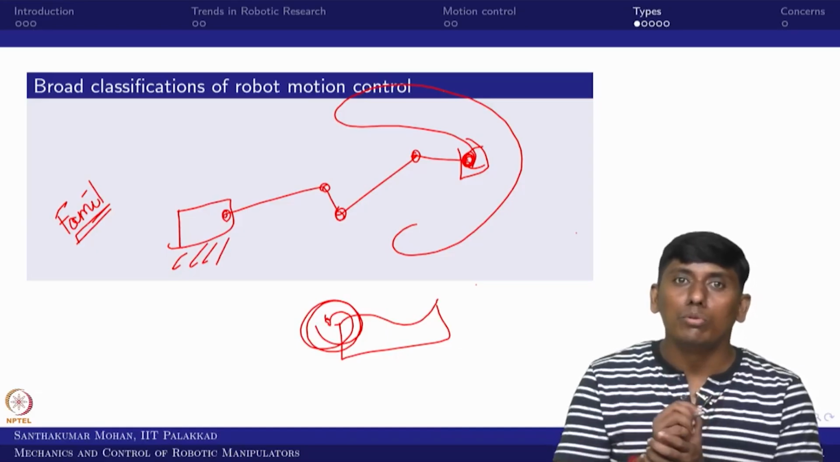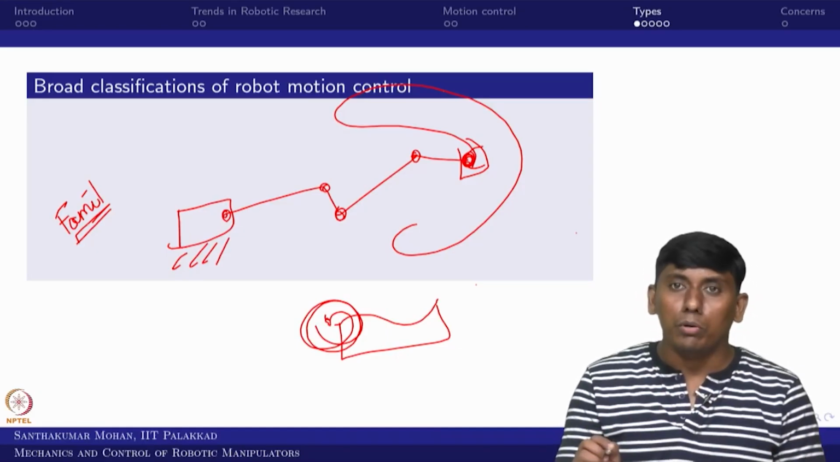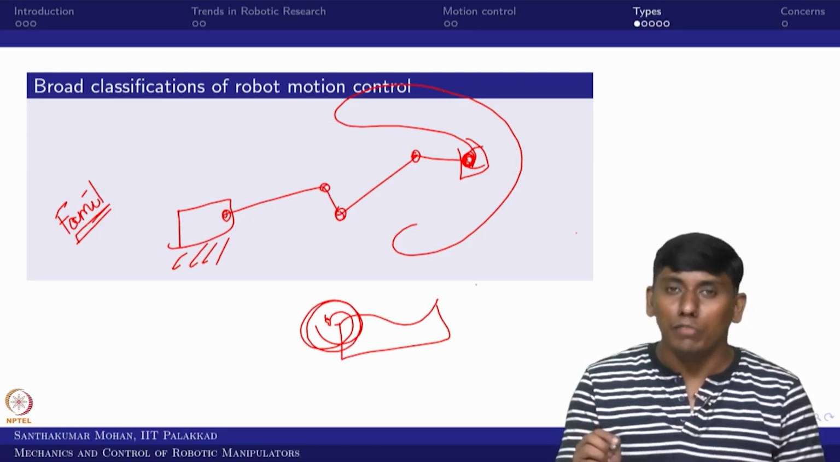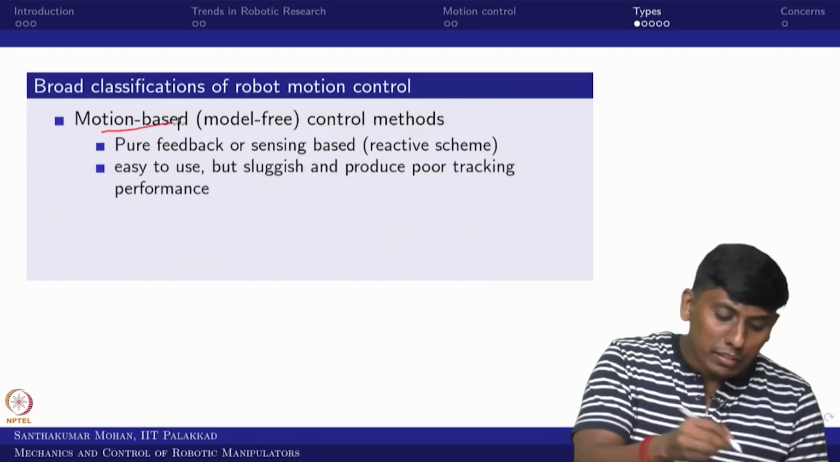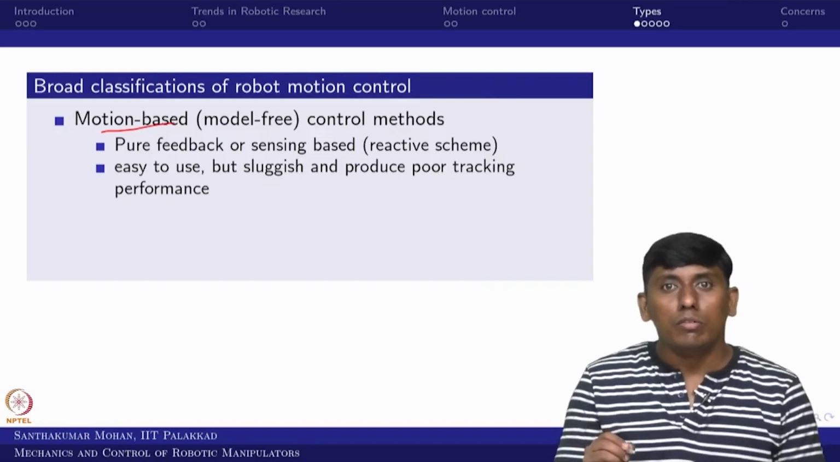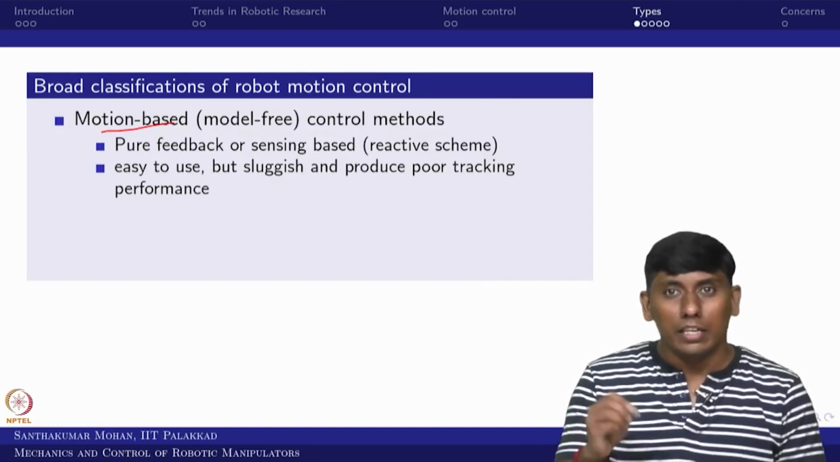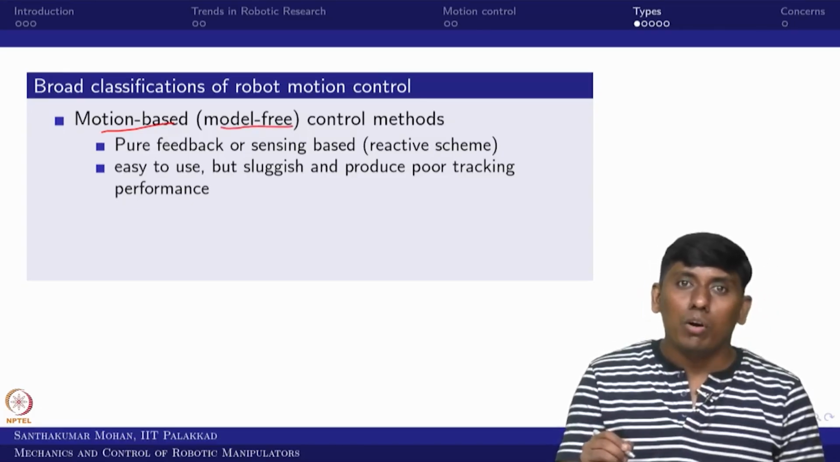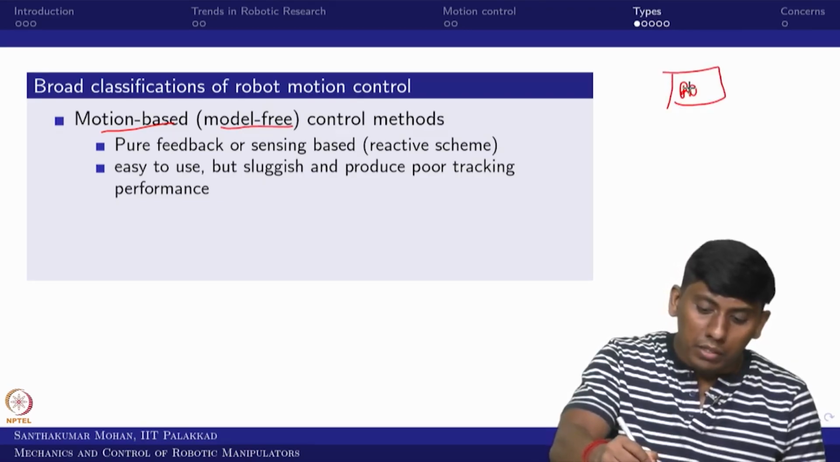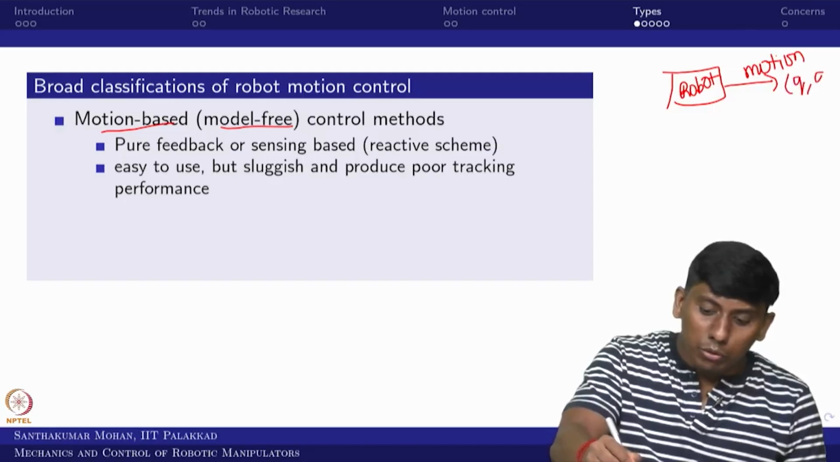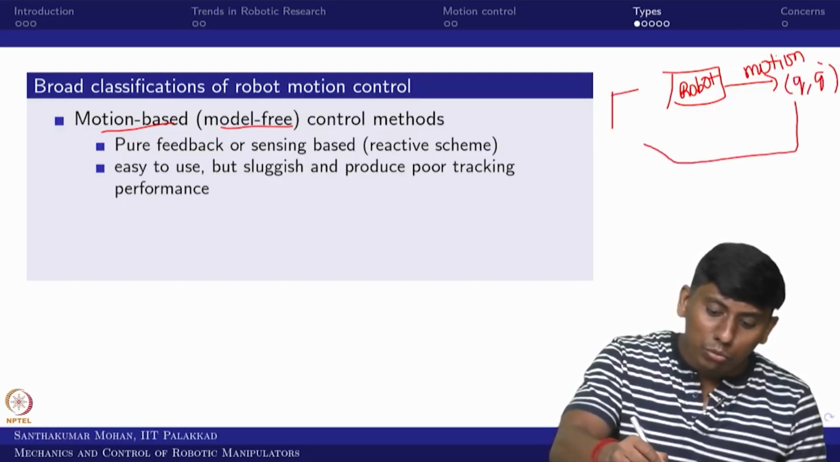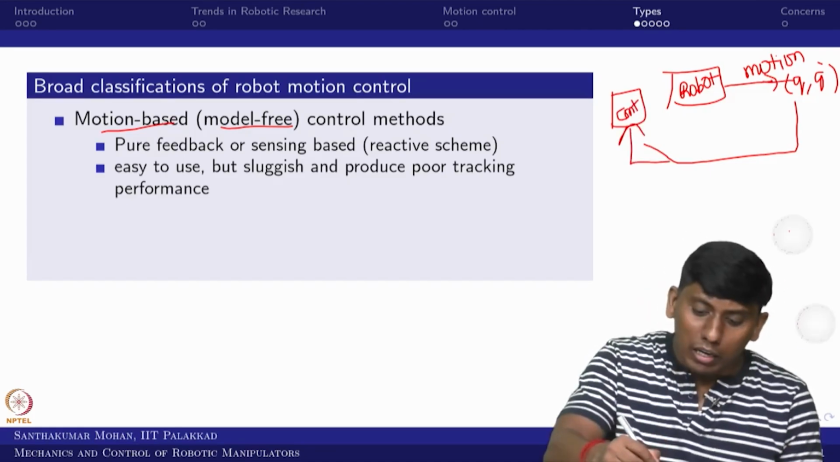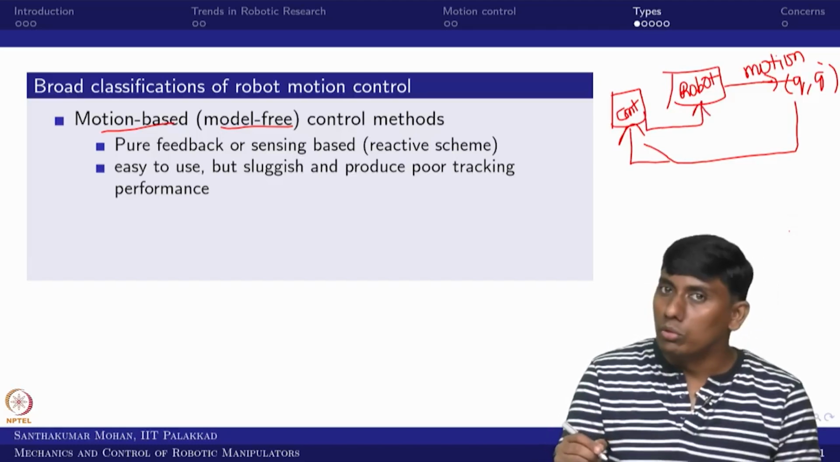Now we will move to the broad classification of robot motion control. There are two broad classifications. One we call motion based, or some people call model free, where there is only feedback and no model required. That is what you call model free. What does that mean? You have your robot, and its motion, q and q dot, you take as feedback and use it in the control.